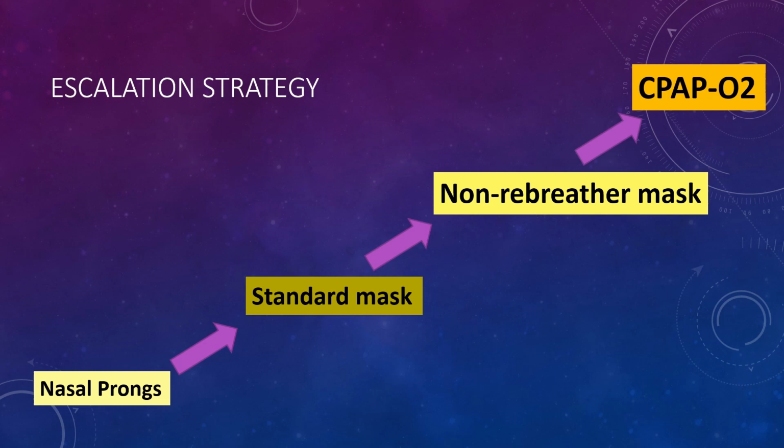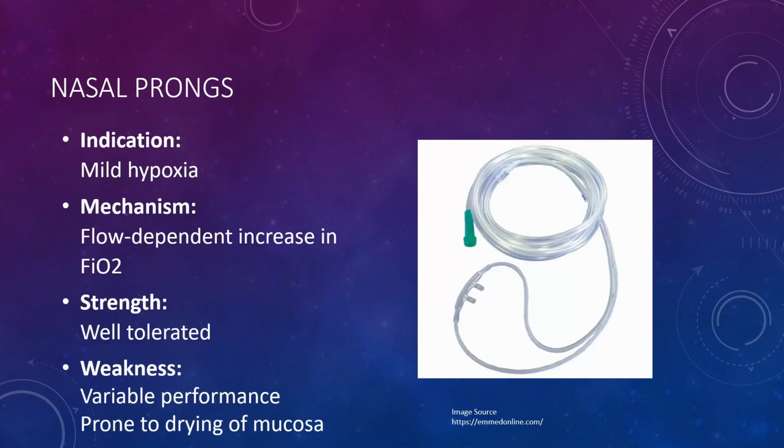The nasal prongs have the lowest capacity of oxygen concentration at around 40%. Since they only generate such low levels of oxygen concentration, they are indicated for only mild hypoxia. It is a very simple device that increases FiO2 simply by increasing oxygen flow rates. It is usually well tolerated by patients. However, it cannot be used at flow rates greater than 6 liters per minute for prolonged periods, as this increases the risk of drying the mucosal layers of the nose, leading to subsequent ulceration. In addition, the FiO2 is not guaranteed and is influenced by other patient factors such as anatomy and breathing patterns.